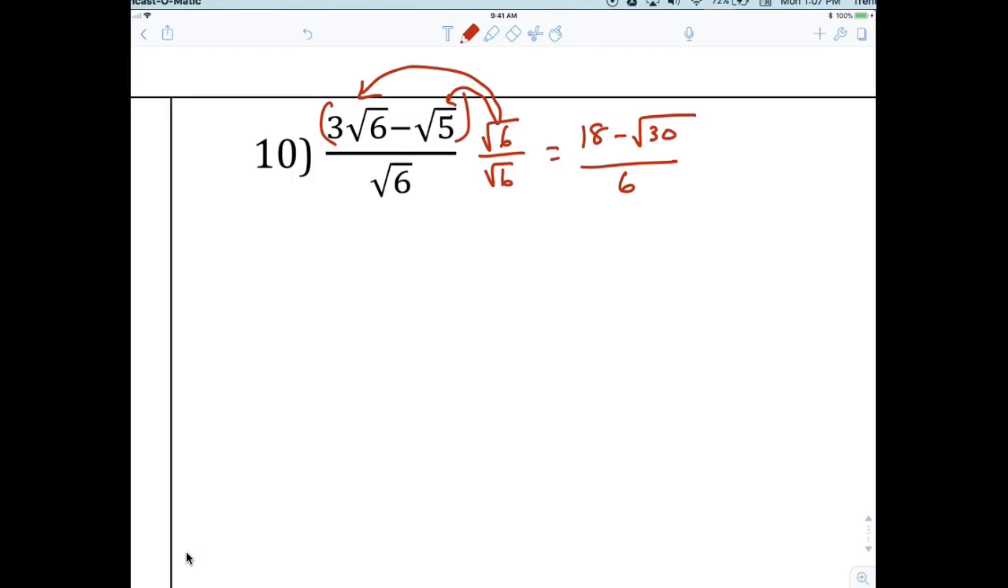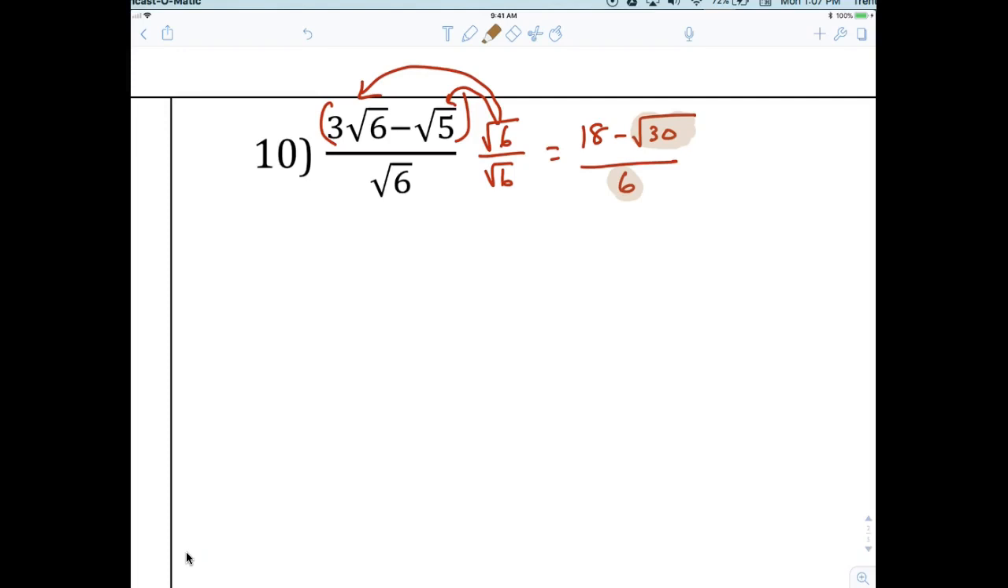Now, again, the reason we cannot reduce is first and foremost, this 6 is considered rational. This radical 30 is irrational. You're not dividing 30 by 6.